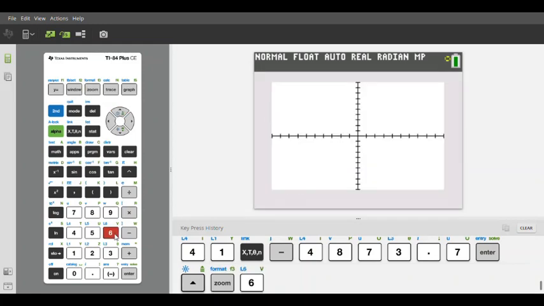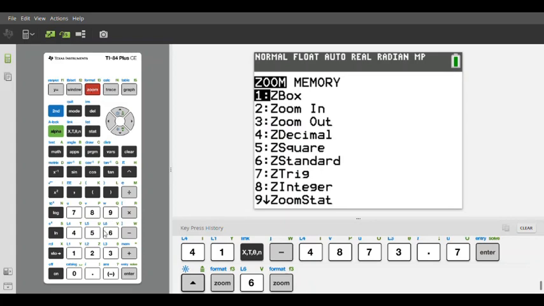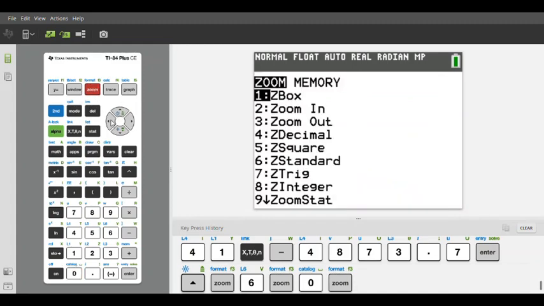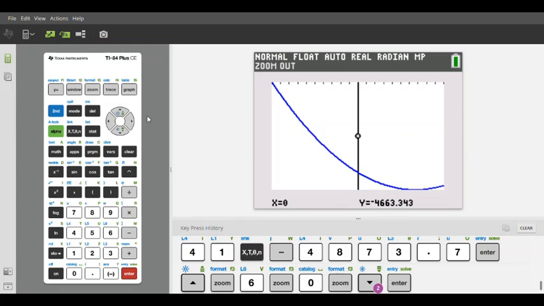I can already tell you it's probably not going to show up. I can do zoom fit, and what I'm getting looks kind of like this. Okay, so I'm going to zoom out a little bit and see if I can get a better picture, because I want to know when it crosses the x-axis. That's what I'm really curious about. Okay, and I'm really curious about where it crosses the x-axis on the positive side.